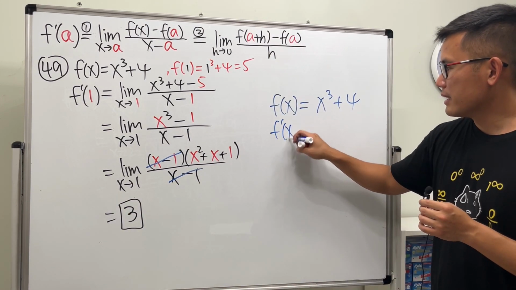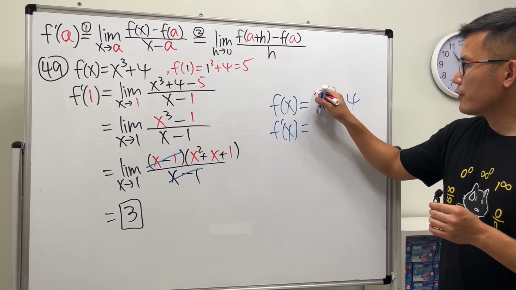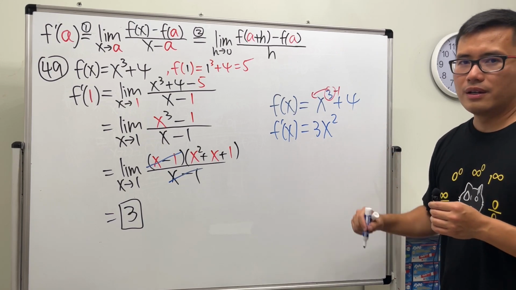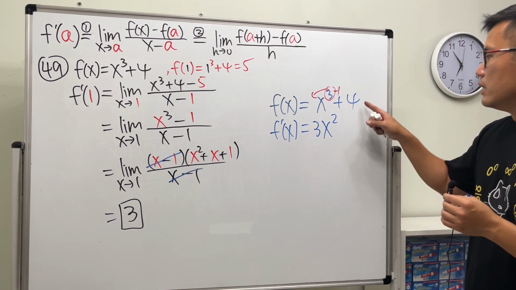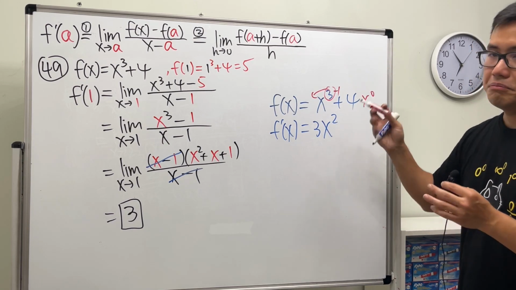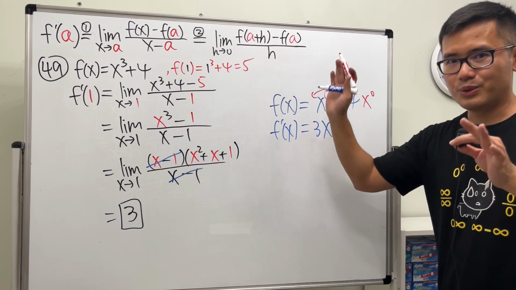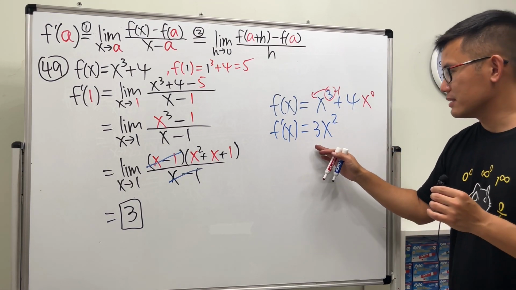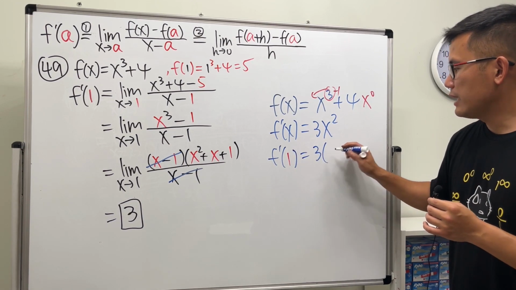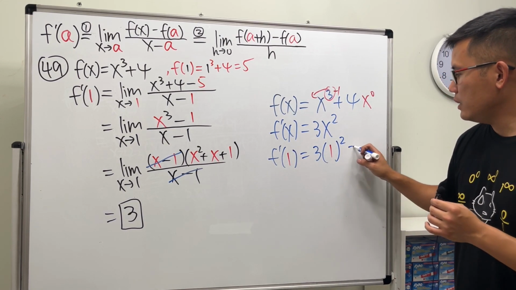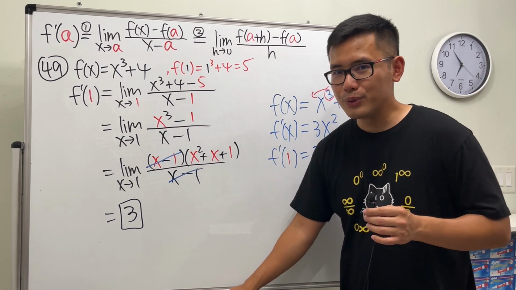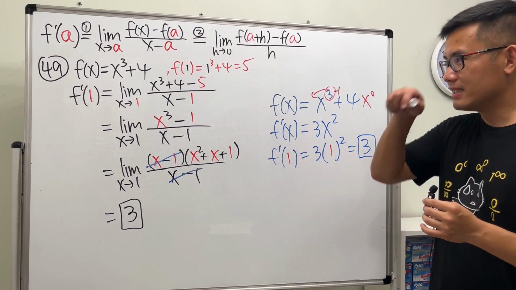Okay, f prime of x. Bring the power to the front, minus 1, we get 3x squared. Well, this is just a 4. But if you use the power rule, you can look at this as x to the 0 power. Put the 0 to the front. 0 times 4 is 0, so it's no more. So we just have this. f prime of 1, 3 times 1 squared, and we get 3. Wow. Powerful power rule. So powerful, isn't it?